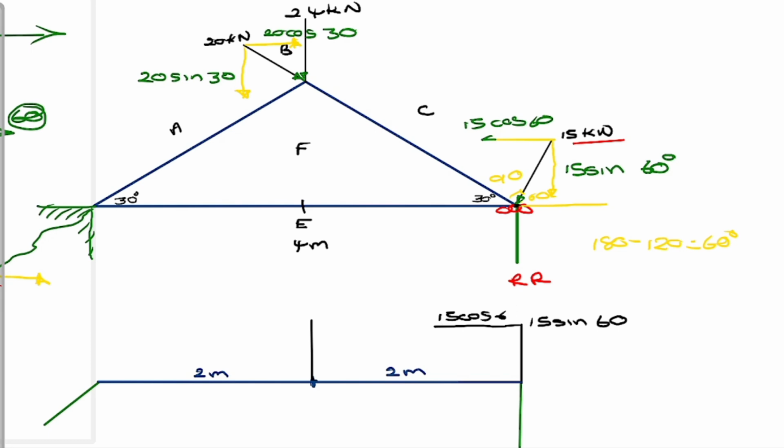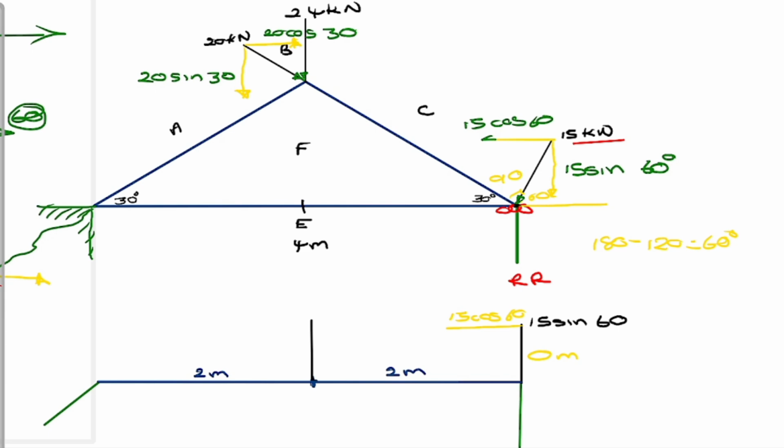Let me use a different color, I don't want you guys to get lost. I'm gonna name it 15 cos 60, and the distance from this to the point where it is acting is 0 meters. And we are going to move now.